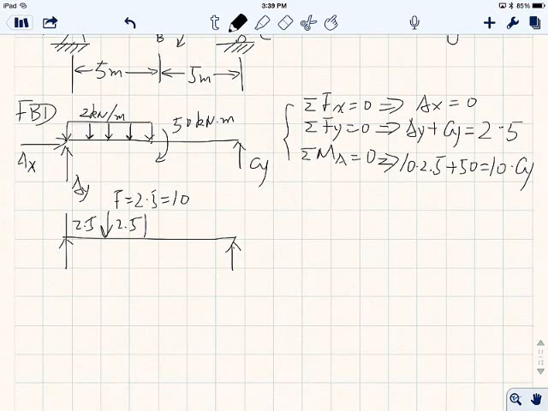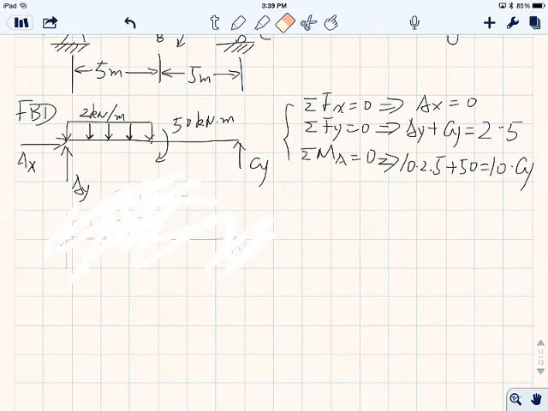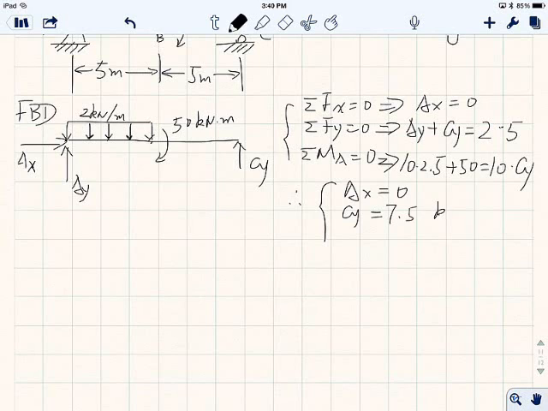Okay. Just on a side, I'm sure you guys all know, but I just want to make sure. So 3 equations, 3 unknowns. So we can solve for that. AX is 0, CY is 7.5 kilonewtons, and AY is 2.5 kilonewtons. Okay, so that's my free body diagram, and that is how I solve for it.